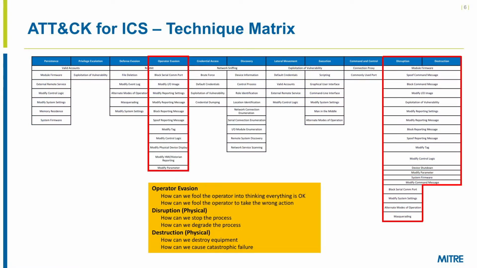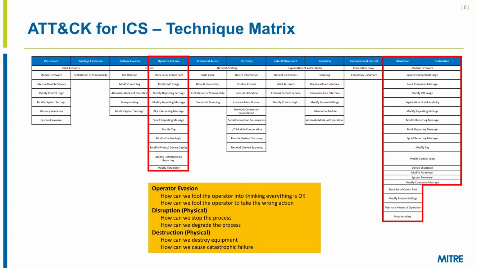Then we have disruption and destruction, and this really categorizes the main goals of adversaries in the systems. They're trying to affect the physical process. So disruption is how do we stop or degrade the physical process. Destruction is how do we destroy equipment or cause catastrophic failure.